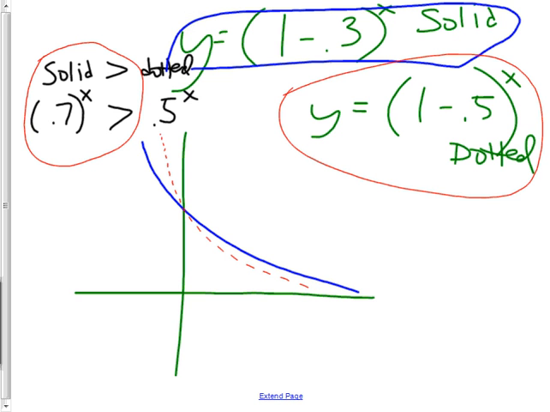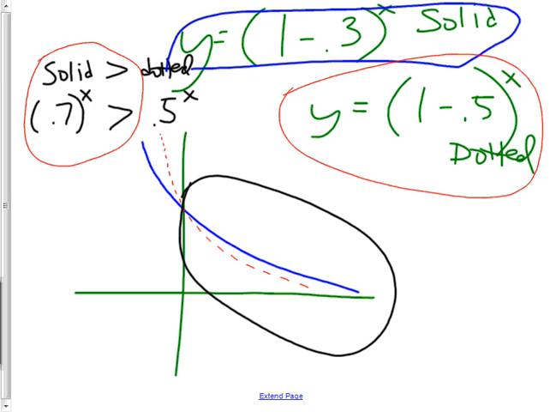Where's the solid one bigger than the other one? Here's where it's above it and therefore bigger. It's in this little zone. How do I say that officially? 0 to infinity. Raise your hand if you had that one right. Good, that's most of you. All right. So I've handled that graphing part.